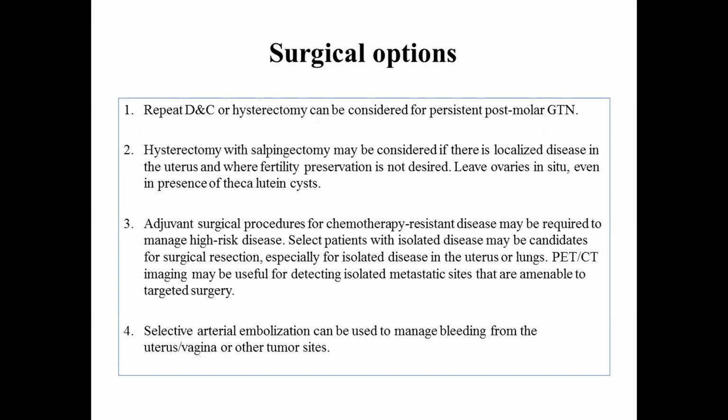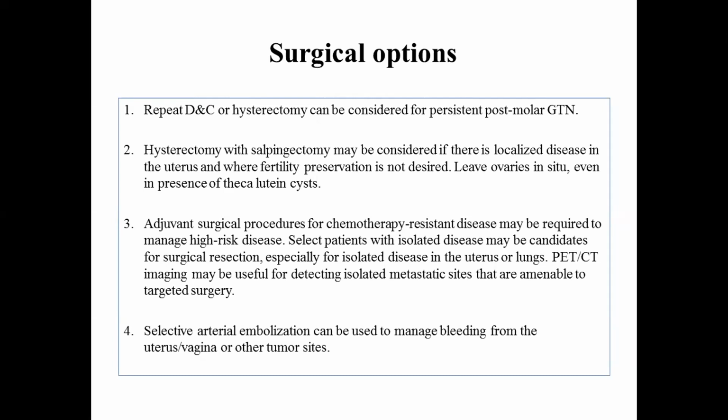What are the surgical options? Firstly, remember that each mole is generally treated primarily with D&C. A patient comes with a missed abortion, you diagnose molar pregnancy, and you just evacuate the mole by D&C, that is dilatation and curettage. Post that, if the patient's beta HCG level plateaus or does not fall even after 6 months, we diagnose it as a post-molar GTN.